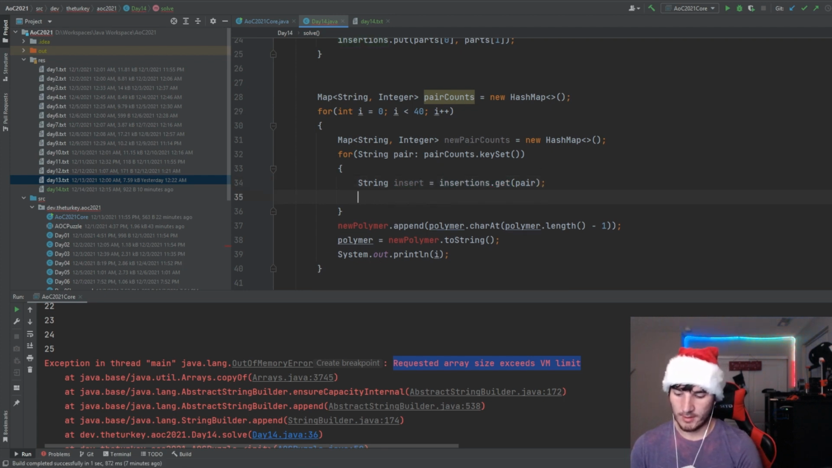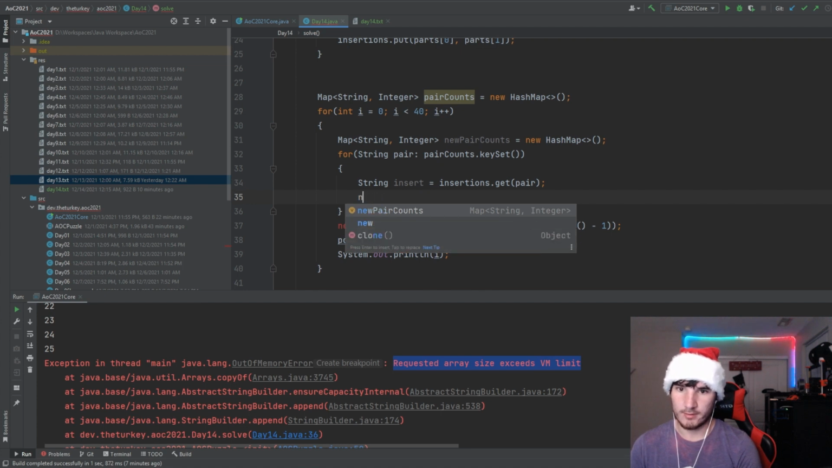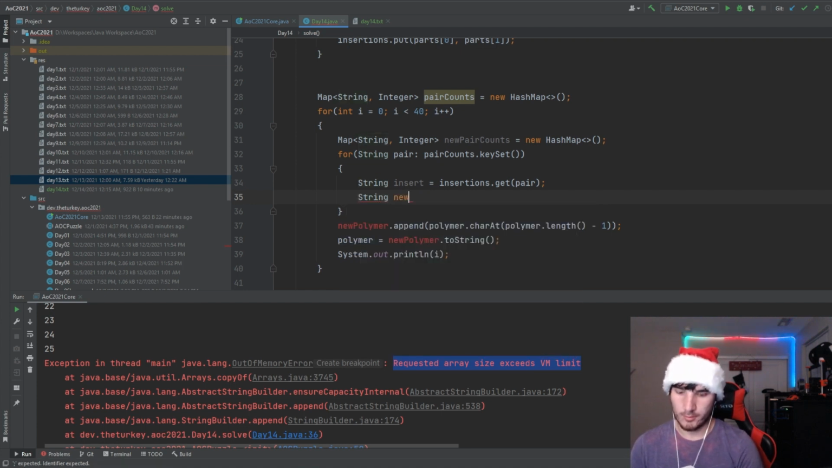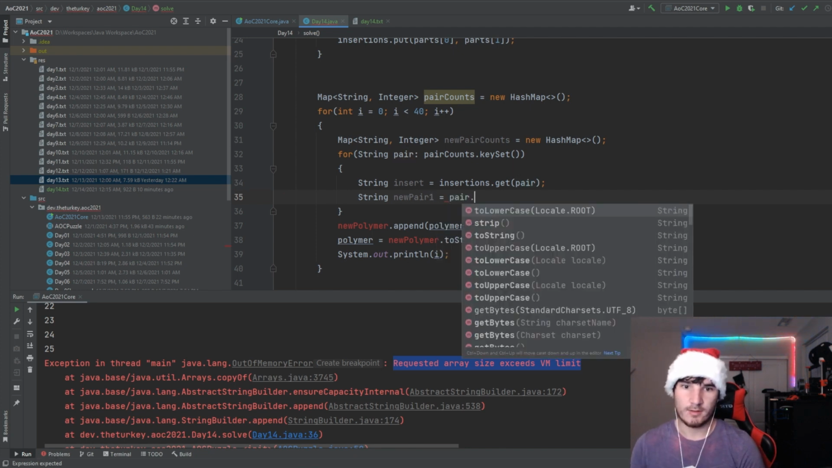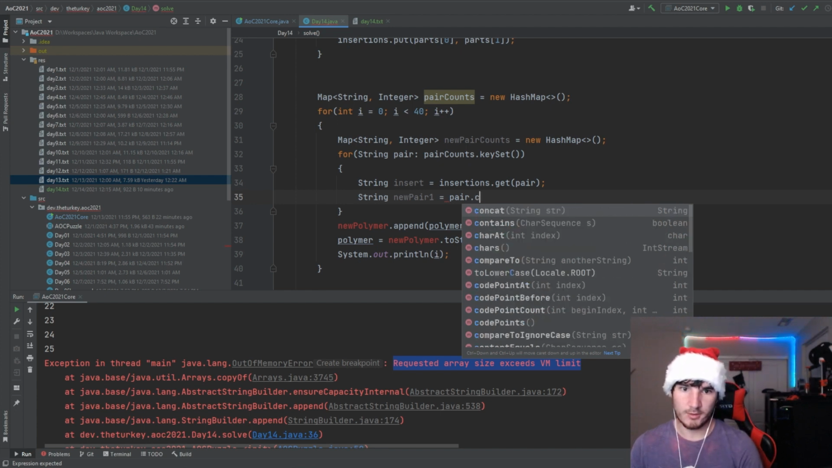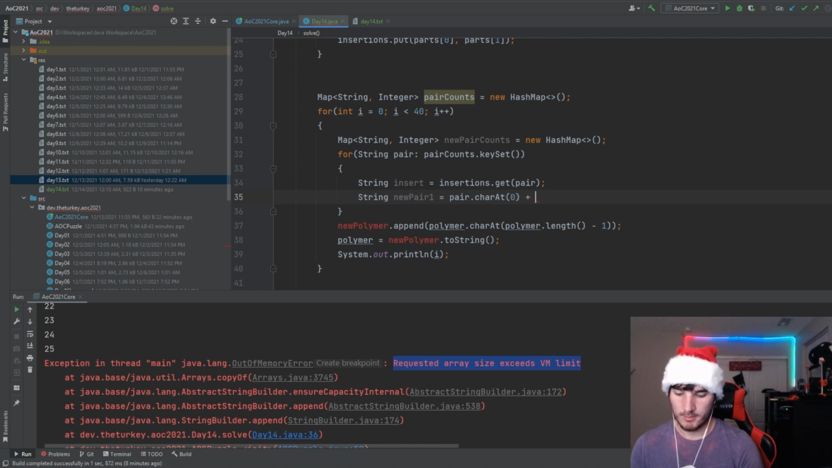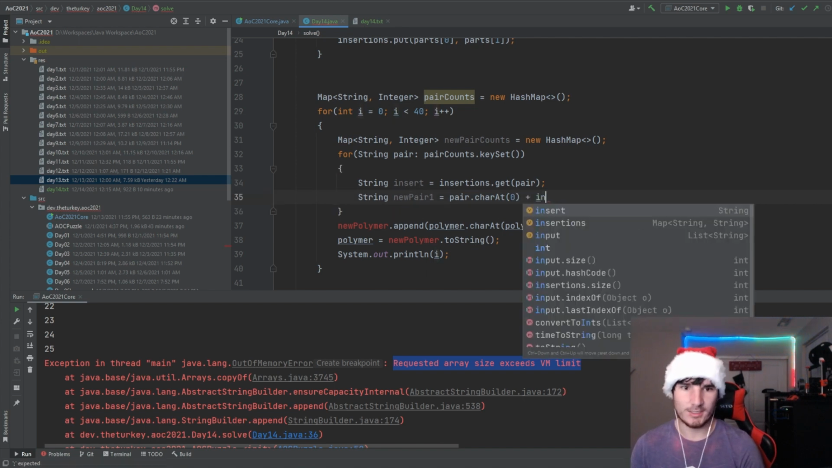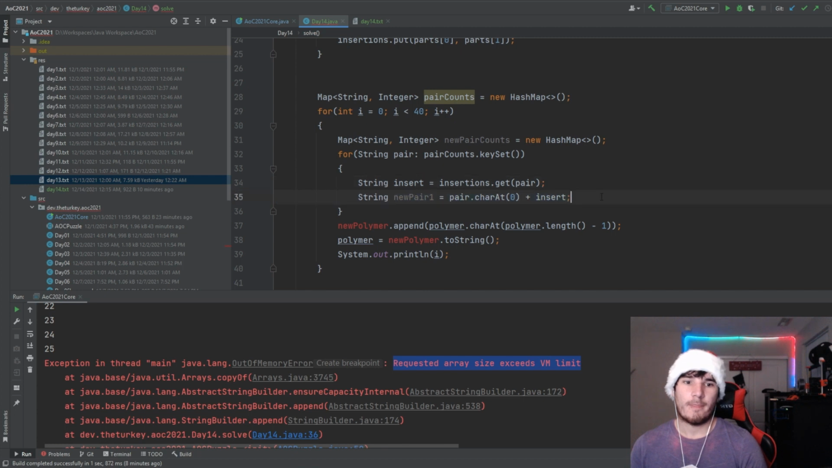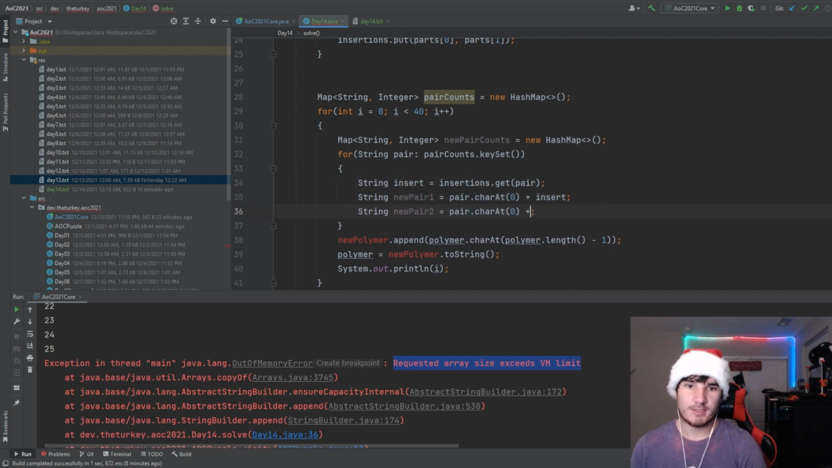This is going to be string new pair 1, which is going to be equal to the pair's char at 0 plus the insert, and then our second pair is going to be the insert plus the second letter in this. And then now with the new pairs, we can go ahead and put these in new pair counts.